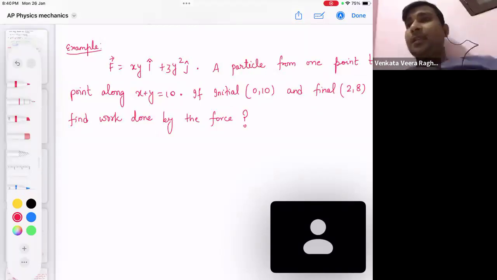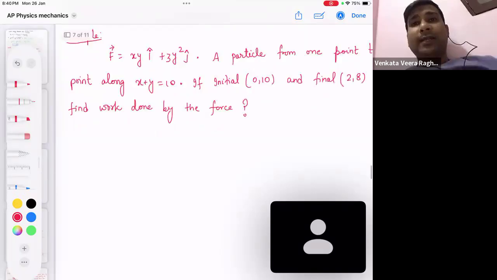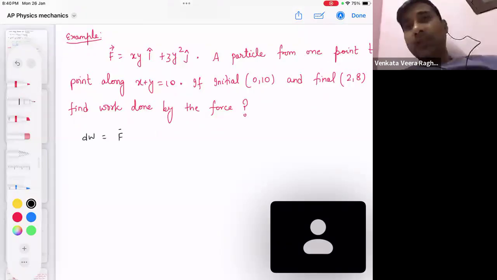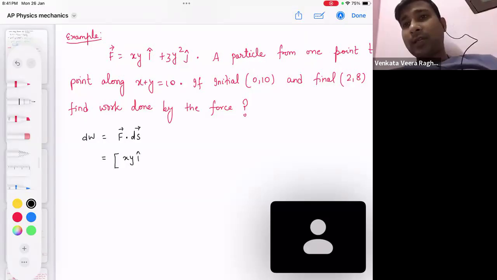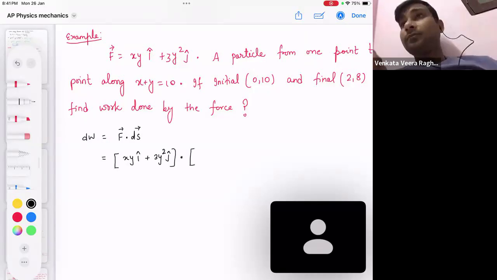See, if we want to calculate the work done here, the force is variable. Again, what we should do, we should first write the small work done. F dot, now here force is in x and y, meaning i cap and j cap both. So I cannot write f dot dx or f dot dy. I should write f dot ds. So I will write xy i cap plus 3y square j cap, and ds means the displacement.